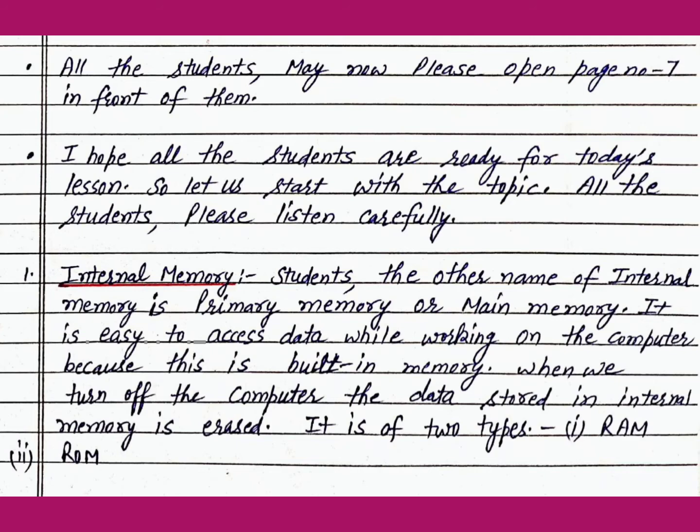Number 1, internal memory. Students, the other name of internal memory is primary memory or main memory. It is easy to access data while working on the computer because this is built-in memory. When we turn off the computer, the data stored in internal memory is erased. It is of two types. Number 1, RAM. Number 2, ROM.